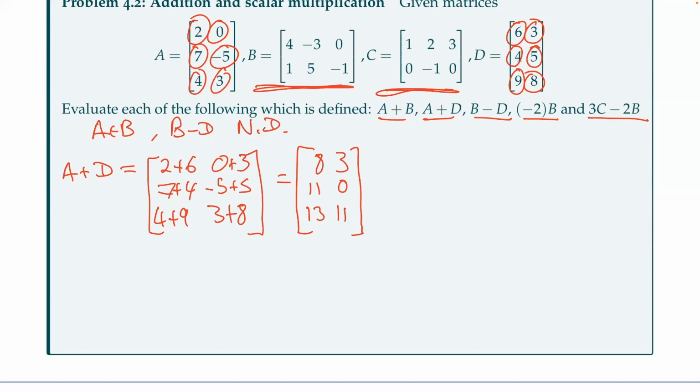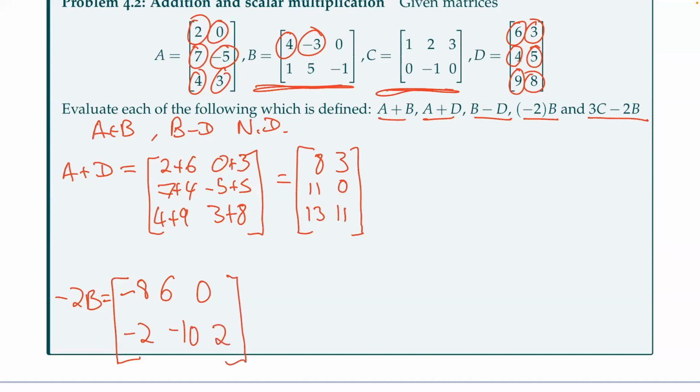Minus 2 times B. So minus 2 is just a scalar. So all that means is we're just going to take minus 2 and multiply it by every element that's in B. So the first element of B is 4. So we're going to do minus 2 times 4. So we're going to have minus 8. We've got minus 3 as the second element. So we have minus 2 times minus 3, which is 6. Third element is 0. Working our way down into the second row, we have minus 2, minus 10, and 2. Again, have a show of hands who got that?